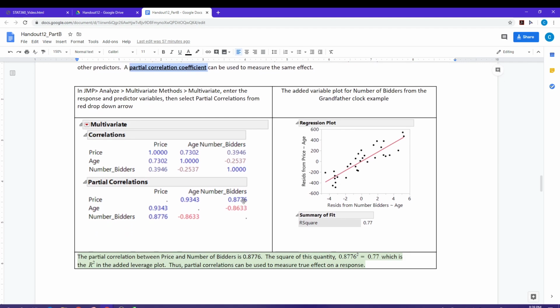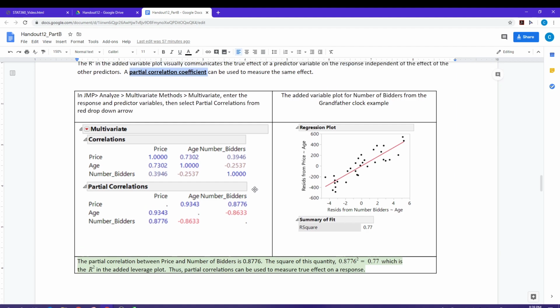If you take this correlation right here of 0.8776 and square it, you're going to get the R squared from this added variable plot. So in a sense, the partial correlations are nice because they have been adjusted for the other predictors in the model or that you're considering.